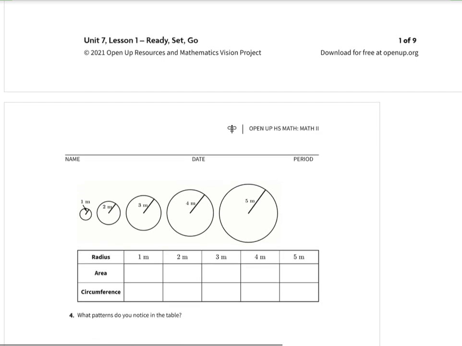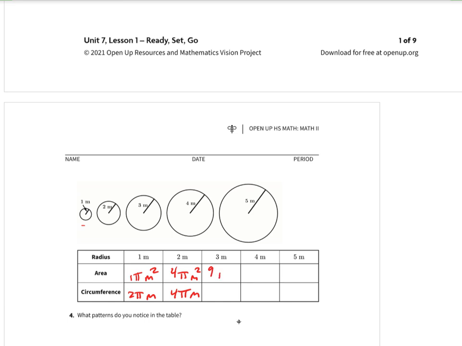Number 3 involves us filling out a table, and 4 asks us to identify some patterns that we might find from the table. Let's start across with the area. We'll start with this small circle here, so that's going to be 1 squared times pi, and I'll just write 1 pi meters squared. We'll do the circumference of that small circle. It's 2 times 1, or 2 pi meters. The second circle is 4 pi meters squared, and their circumference is 4 pi meters.